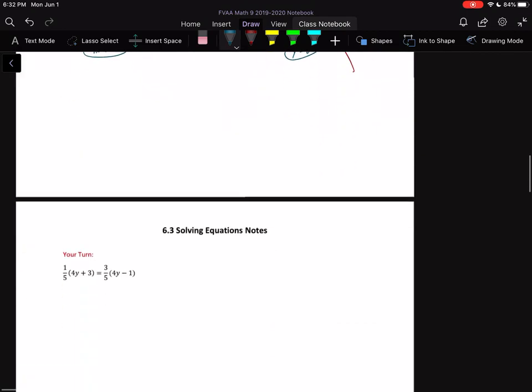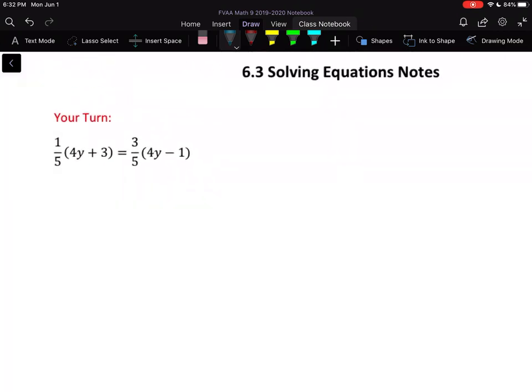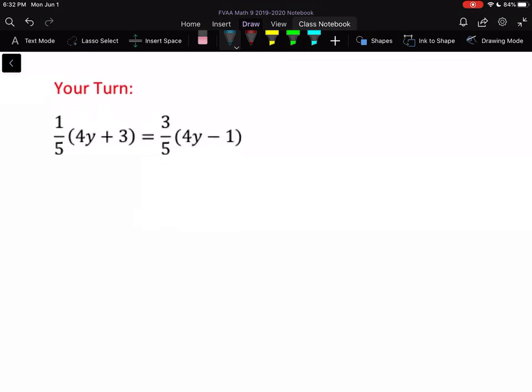Okay, just to keep your algebra clean and do your fraction calculations in a separate part of your paper. Okay, your turn. I want you guys to give this one a shot, get through it, and then unpause the video and we'll go over it together. All right, hopefully that went well for you. Let's take a look again.